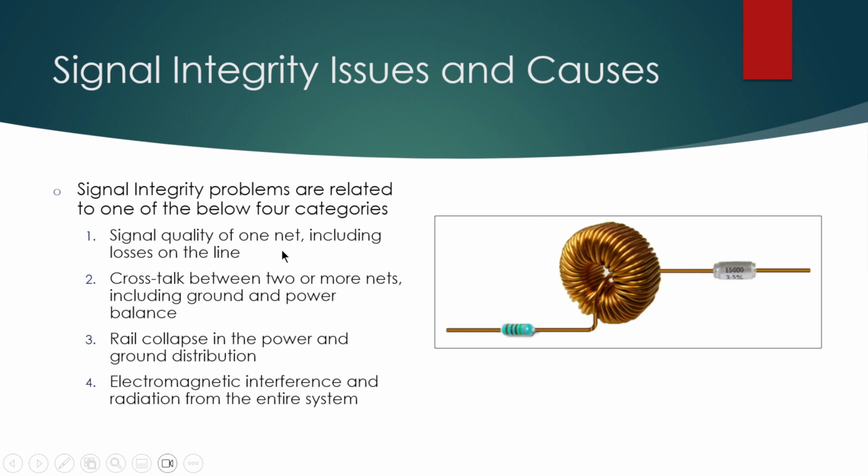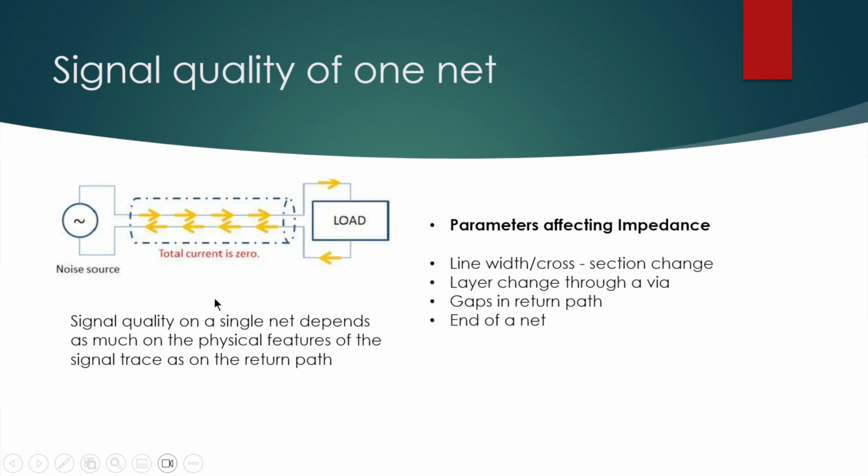All the signal integrity problems can be put into one of these four buckets. It can be the signal quality of a single net, or the crosstalk between two or more nets, or, since we have power and ground rails in the chip, the rail collapse issues in the power and grounds, or it can be EMI issues. Now let us first focus on the signal quality of a net in this video.